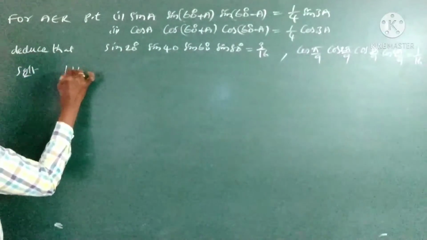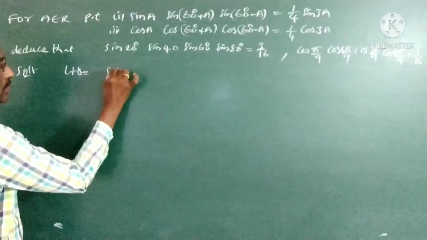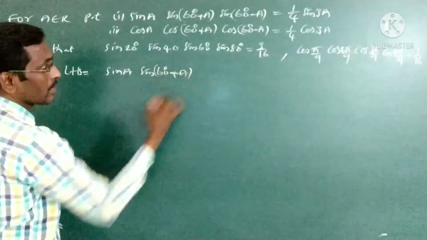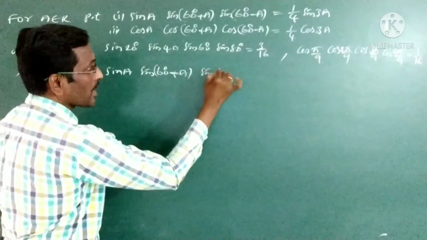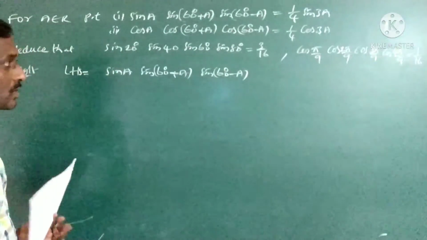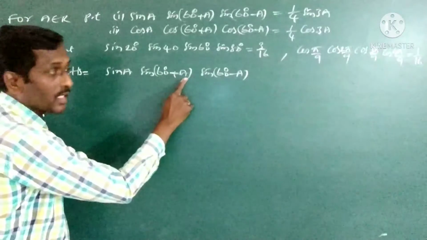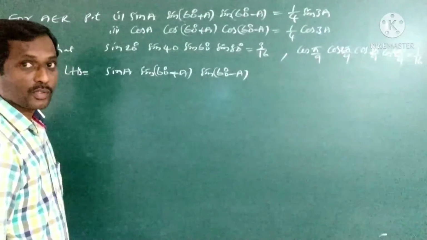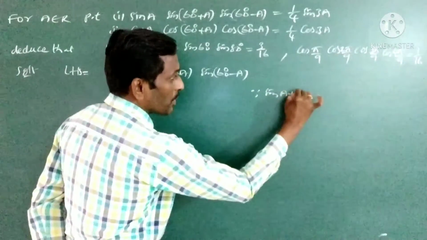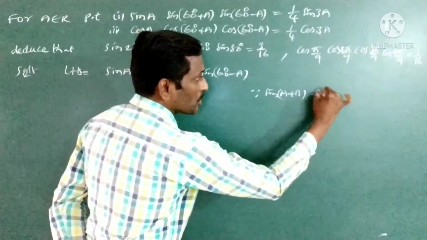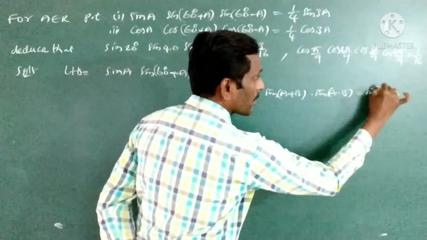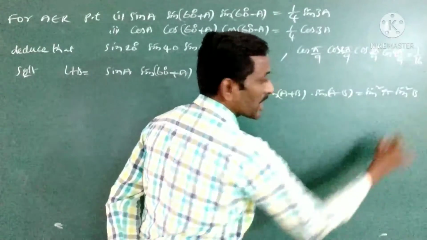So what is the LHS they have given? LHS is equal to sin A sin(60+A) sin(60-A). Now here we have sin of (A plus B) into sin of (A minus B). Since we know that sin(A+B) into sin(A-B) has the value sin square A minus sin square B, that is the formula.